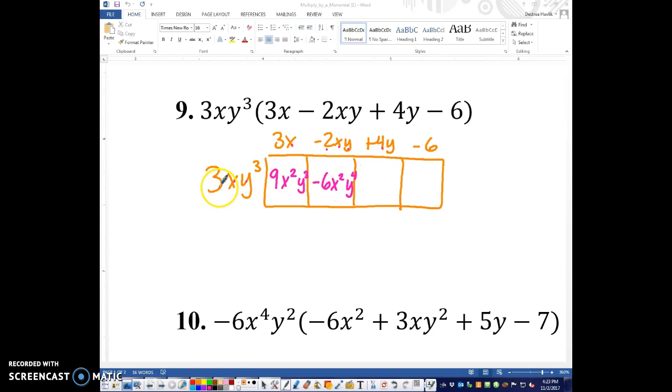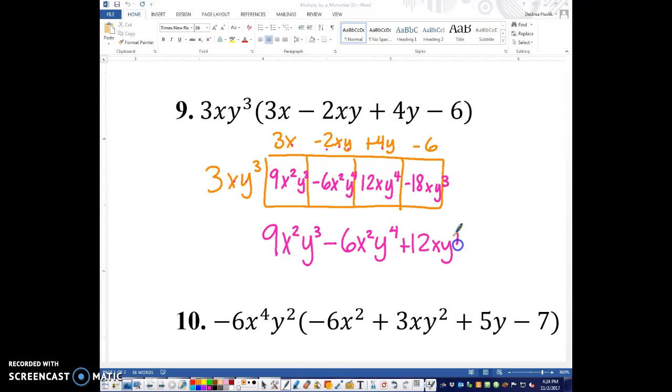Then we have 4 times 3 is 12. There's no x here, but there is one x here. 1y times 3 y's gives you y to the fourth. Then we have negative 6 times 3, negative 18. No x's here, but there's one x here. No y's here, but there are 3 y's here. So your answer will be 9x squared y to the third minus 6x squared y to the fourth plus 12xy to the fourth minus 18xy to the third.